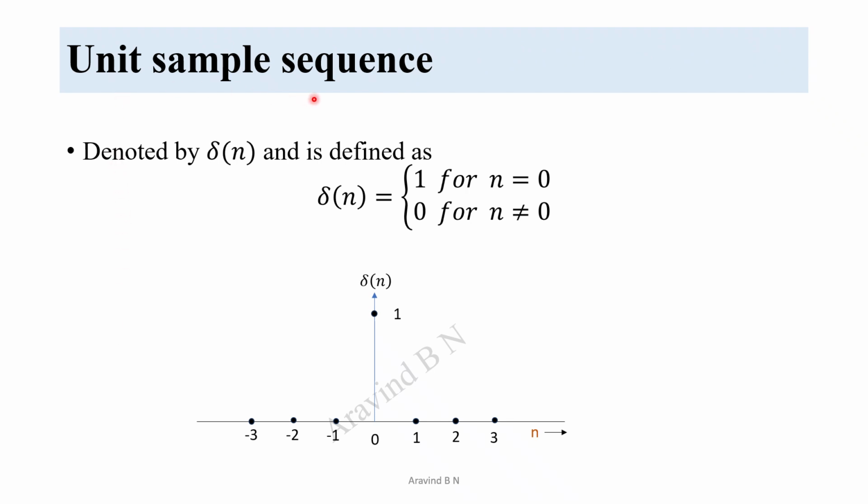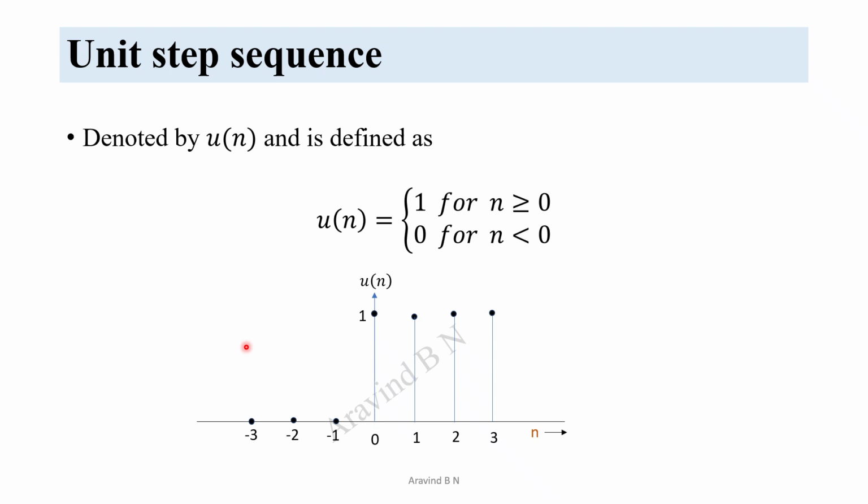First, starting with the unit sample sequence. It is denoted by delta of n, and it is given by delta of n equal to 1 for n equal to 0, and 0 for n not equal to 0. With respect to graphical representation, this is the representation we have. Only at the origin is its amplitude compulsorily 1, and in all other locations its value is 0, and that is what is being shown here. So at origin location 0, the amplitude is 1, and in all other locations, both on the positive and negative side, the values are 0.